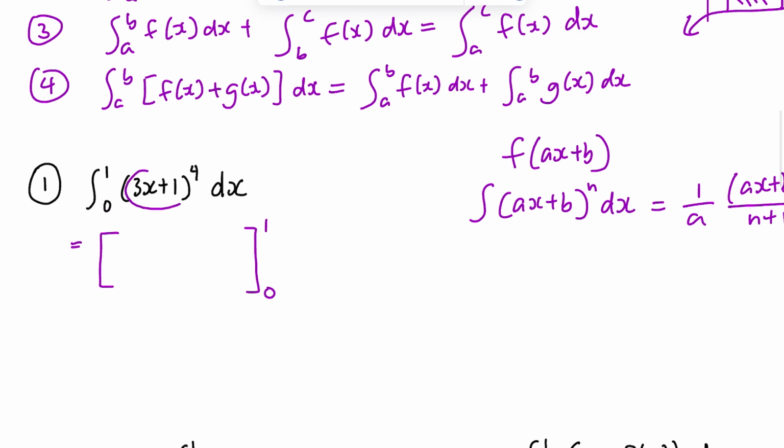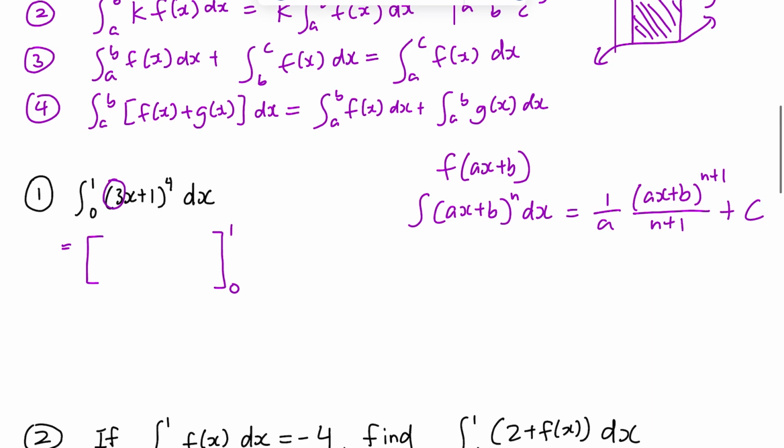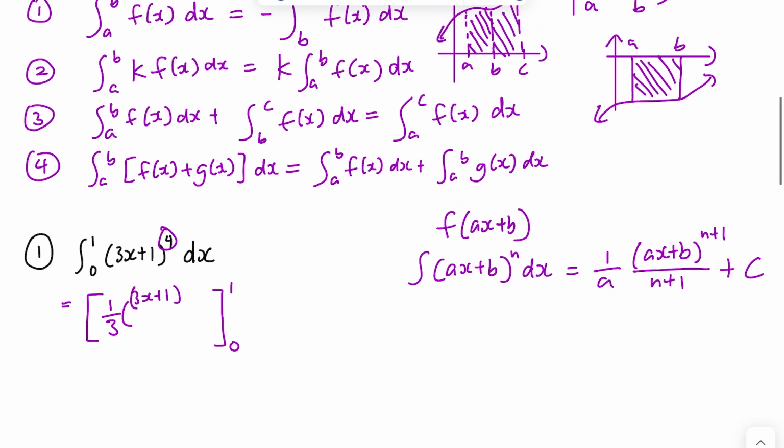So we have 3x plus 1, right? And so here in our formula, we have 1 over a. And in this case, a is 3, so it's going to be 1 over 3 times the inside function ax plus b, so 3x plus 1 to the power of n plus 1. 4 plus 1 is 5. It's going to be to the power of 5 over 5. And then we will plus c. But please note that whenever you do definite integral, the c always disappears in the end. So you'd never have to include c.